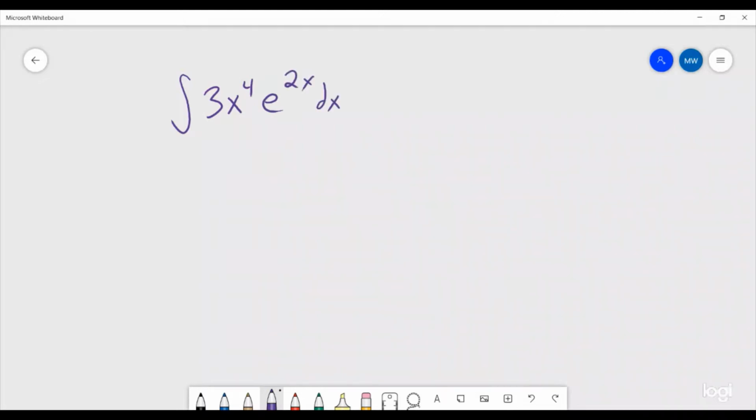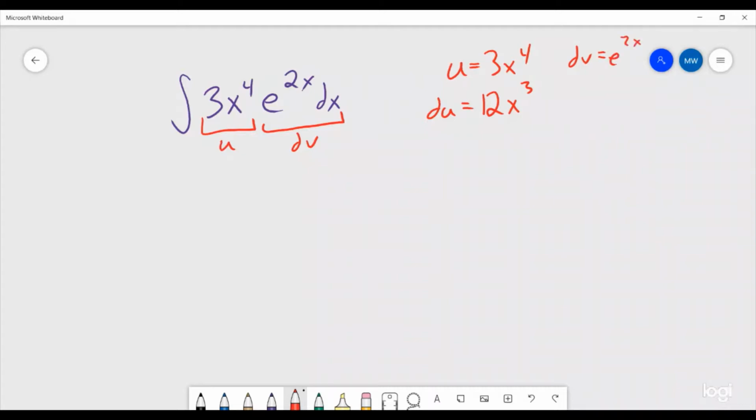If we're trying to do this by integration by parts, the way we would pick this is we would say this is u, and then this is your dv. So u is 3x to the fourth, so then du is 12x cubed. If we have dv is e to the 2x dx, then v is going to be e to the 2x over 2. And we're going to just continue this process.